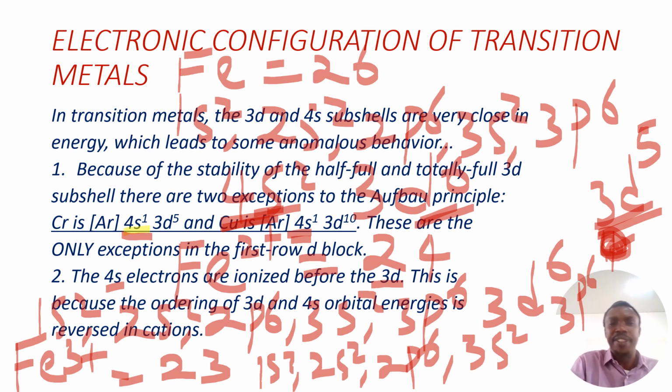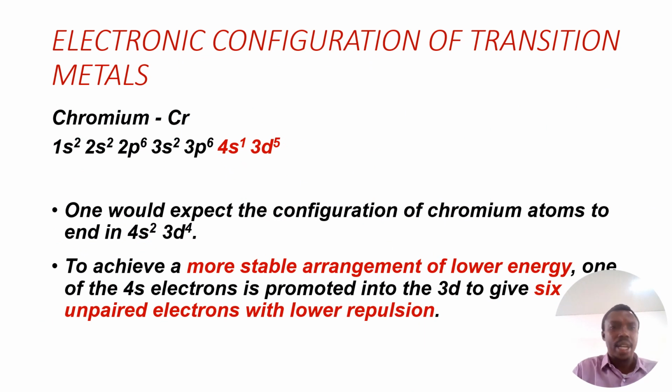So electrons leave both the 4s and the 3d, but they leave the 4s before the 3d. It is the anomaly that occurs as a result of the closeness of the 4s and 3d subshells. So if we're writing the electronic configuration of the transition elements, we need to consider chromium and copper, which are the exceptions, and we need to consider that the 4s electrons are ionized before the 3d.